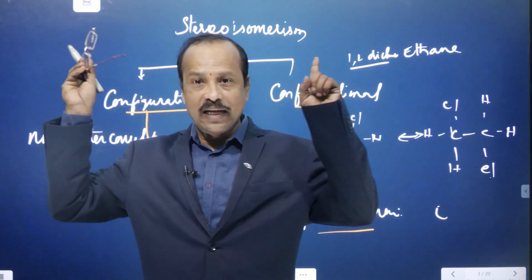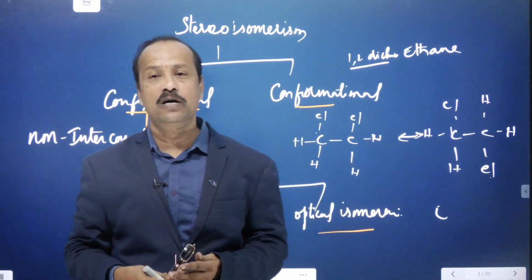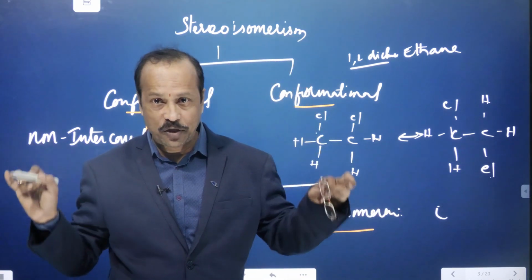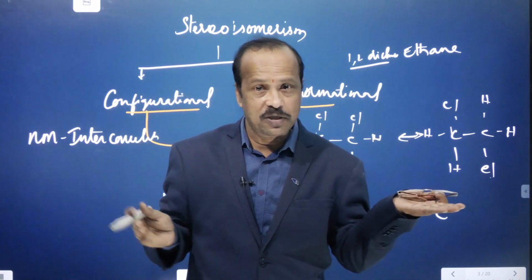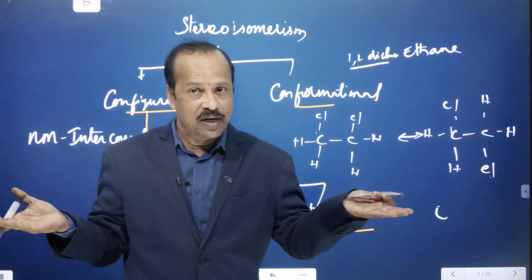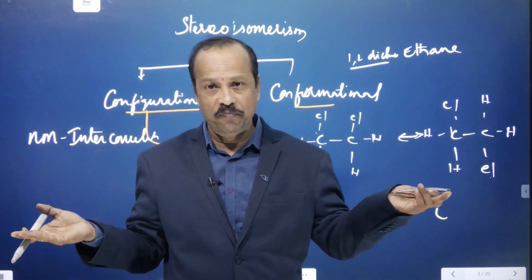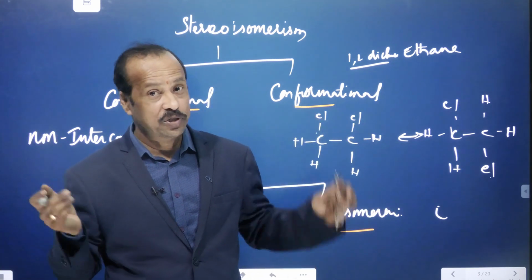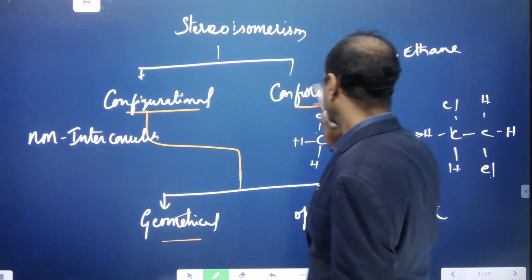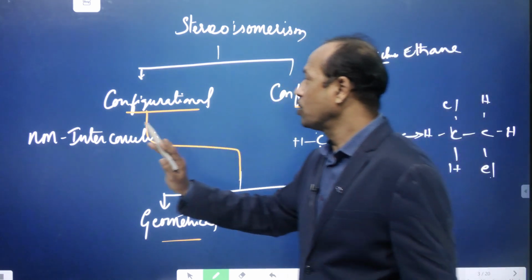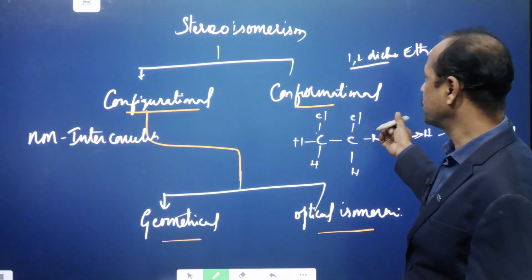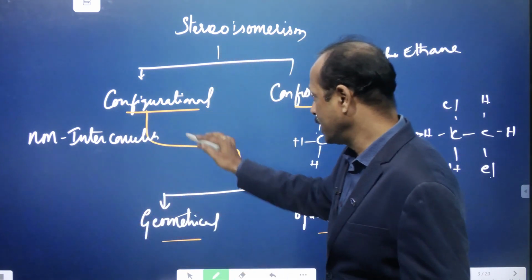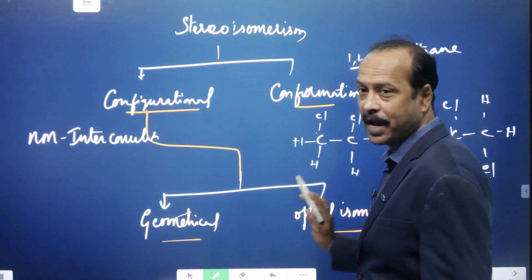So first, isomerism. Isomerism is what? Compounds having the same molecular formula but different properties. These are classified into two types: structural isomerism and stereoisomerism. Structural, last class we discussed: chain, position, functional, tautomerism and metamerism. And stereo again has two types: configurational and conformational. Configurational is non-interconvertible, conformational is interconvertible. In configurational, a double bond should be there. Again they are classified into two types: geometric and optical.